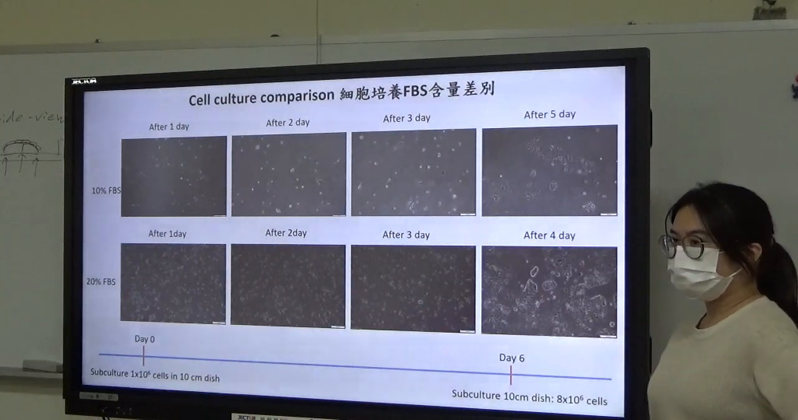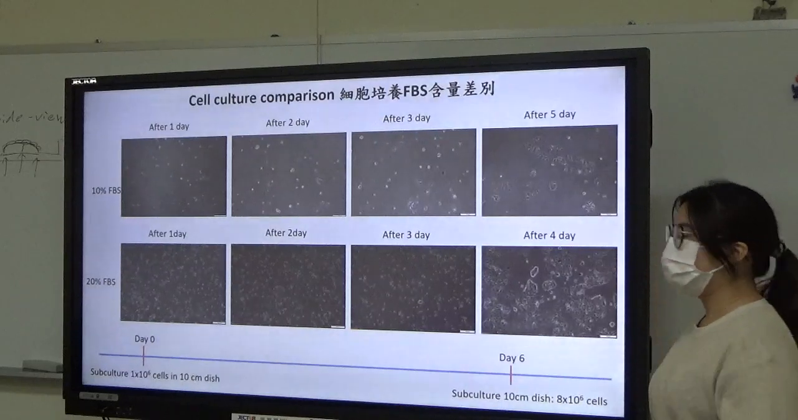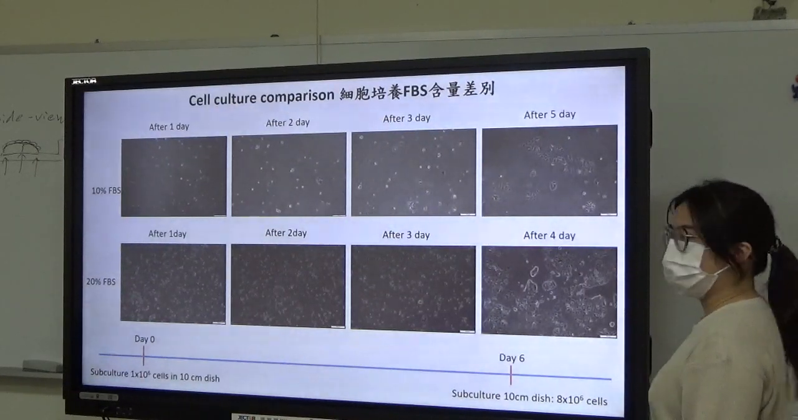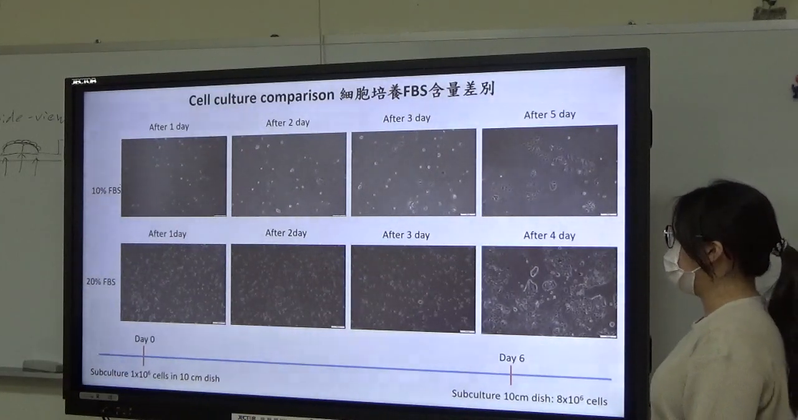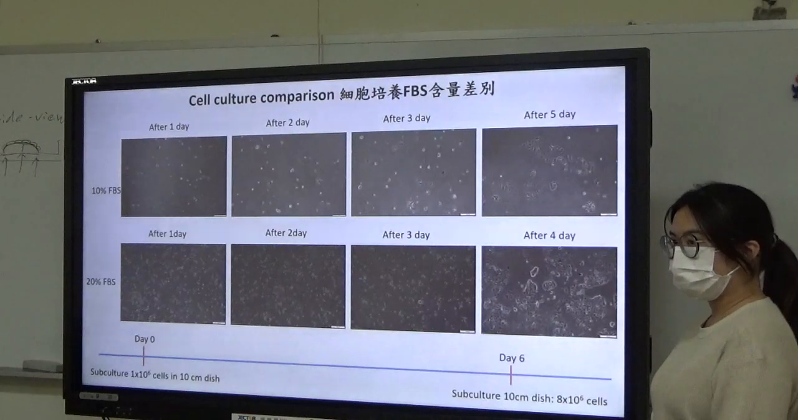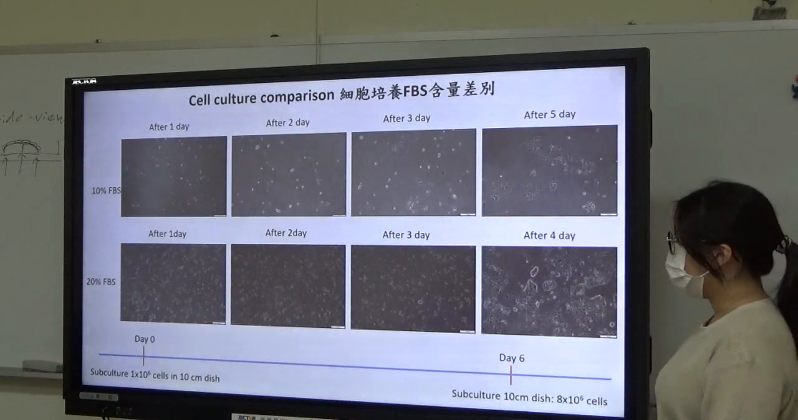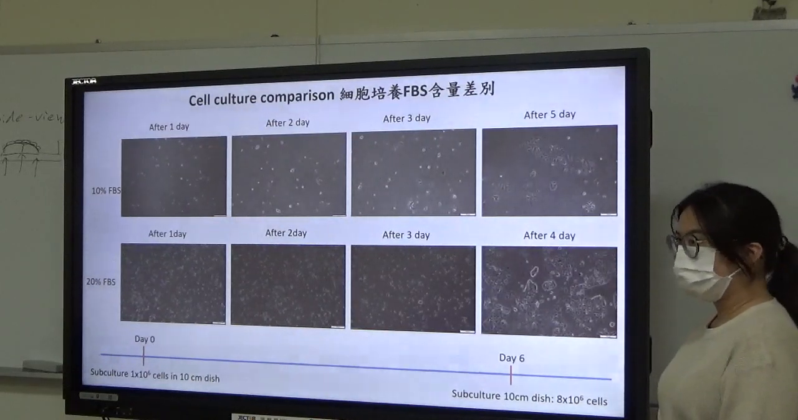Because the Caco-2 cells' attachment is very weak, we cannot find the attached cells after 1 day. But you can see the attached cells after 3 days. After attachment, the cells can easily proliferate over the 4 days. So the proliferation speed is super high in the Caco-2 cells.